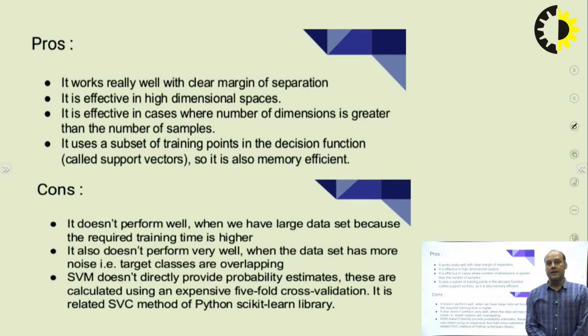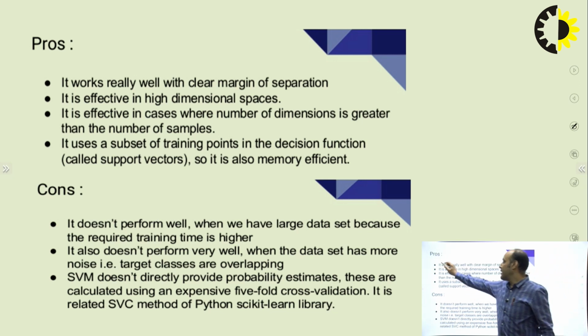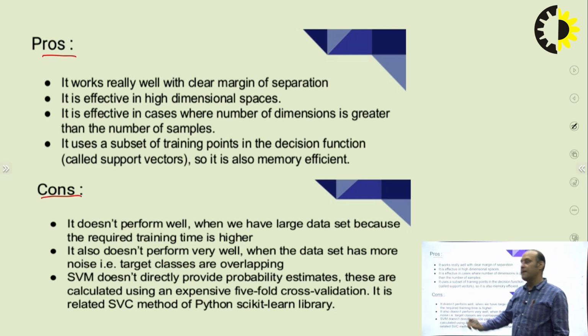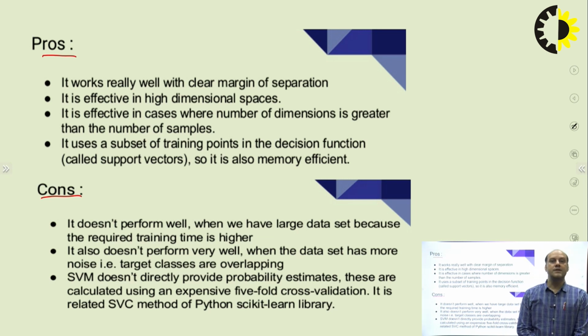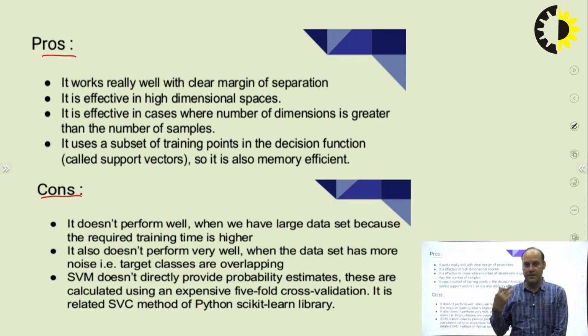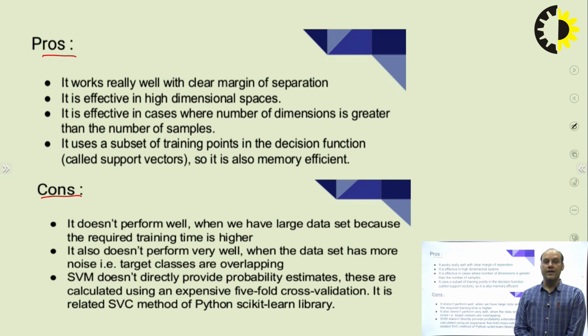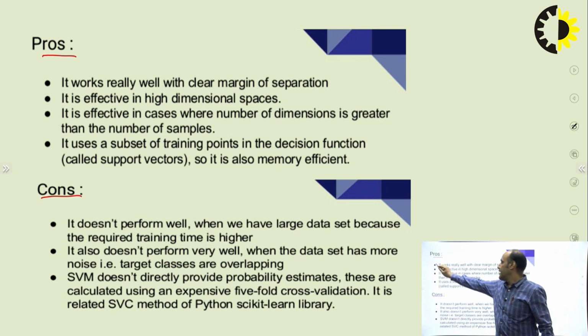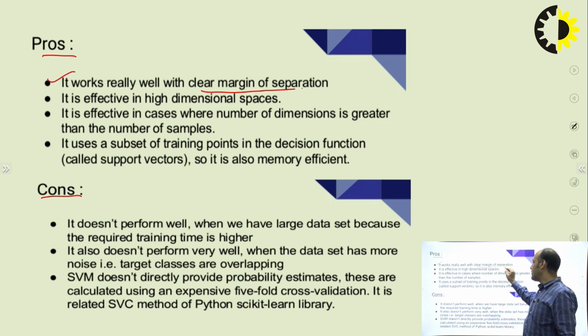Okay. Now, after discussing this, we should know some advantages and disadvantages of using this support vector machine. So I have made a list of pros and cons here. Pros means it really works well with a clear margin of separation, as we have shown in a lot of the diagrams before. If the margin is clear, then it will work very well. If the margin is not clear, then there is a chance of confusion also. Number one, it works really well with a clear margin of separation.